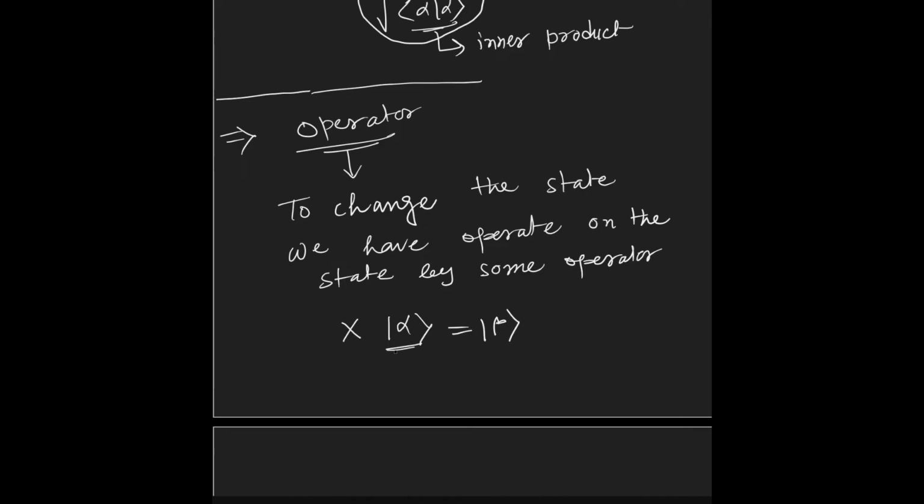If the state remains the same, suppose that x alpha is some constant times the same alpha, then this alpha is called the eigenket of this operator x. If two operators x and y operate on the same state alpha and give back the same state, then we call operators x and y equal.